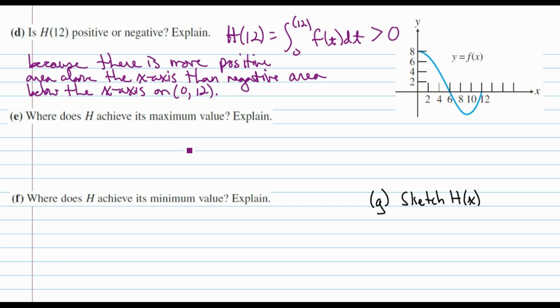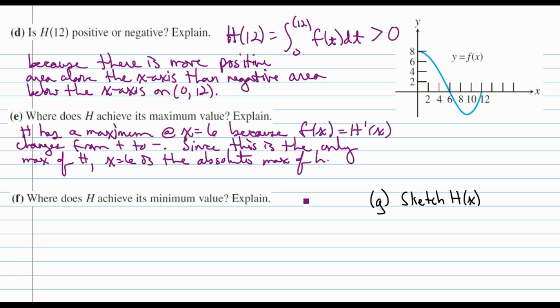So where does h achieve its maximum value? Well, its maximum value is going to be the only maximum it has at x equals 6. So h has a maximum at x equals 6 because h's derivative changes from positive to negative there. Now since this is the only maximum of h, x equals 6 is the absolute maximum of h, so h achieves its maximum value at x equals 6.